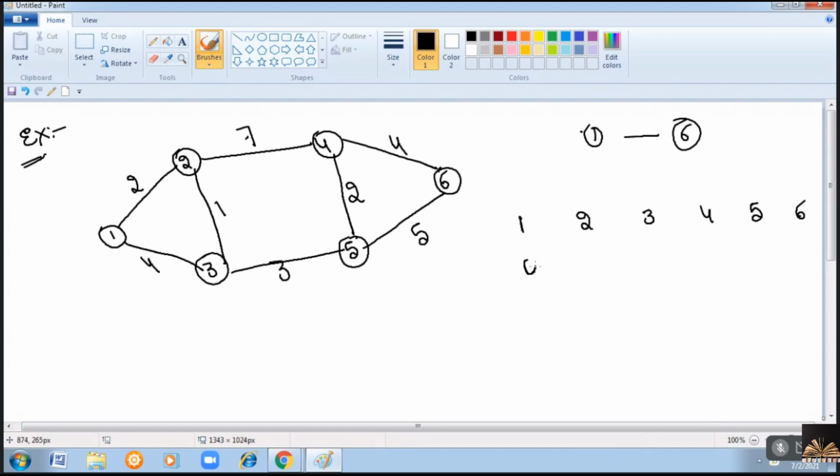So this 1 will be marked as 0. Remaining will be infinity, which represents they all are unexplored vertices. I am not writing in detail. I am directly drawing the table by giving you the explanation.